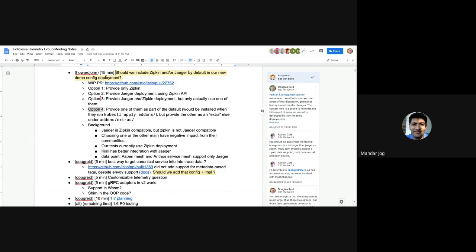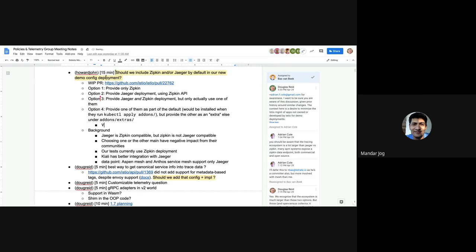Okay, Neeraj. Yes. Four is fine with me too, which is to provide Jaeger as the default and provide Zipkin artifacts in the add-ons folder so that someone can just do kubectl apply. That makes sense. Okay, all right, sounds good. We'll implement that, and then if you guys can take a look at the actual PR that's implementing this once they do this, that'd be great.